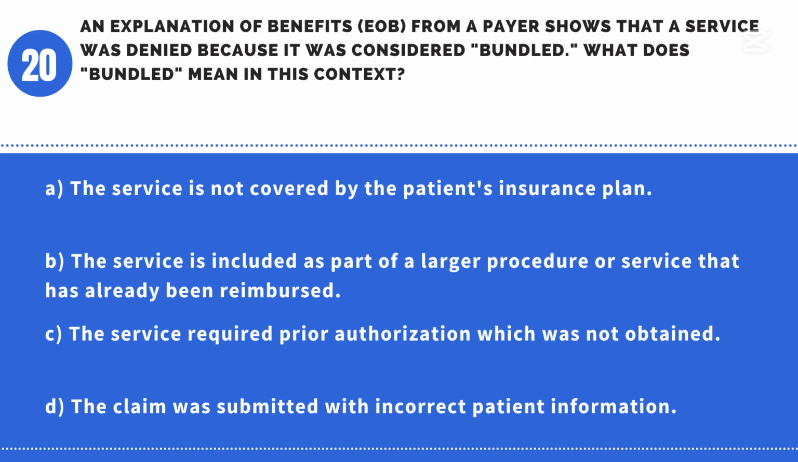Question 20. An explanation of benefits, EOB, from a payer shows that a service was denied because it was considered bundled. What does bundled mean in this context? A. The service is not covered by the patient's insurance plan. B. The service is included as part of a larger procedure or service that has already been reimbursed. C. The service required prior authorization which was not obtained. D. The claim was submitted with incorrect patient information.